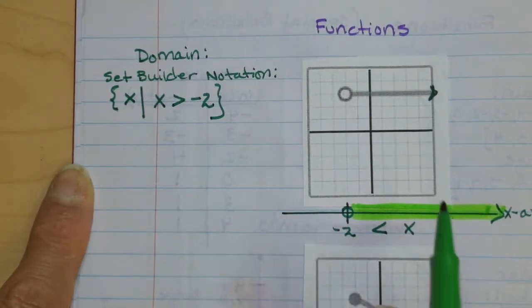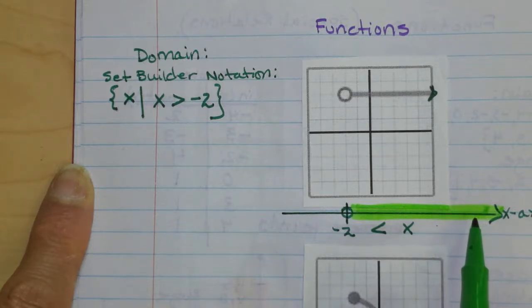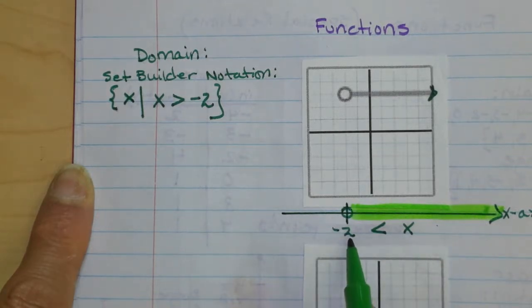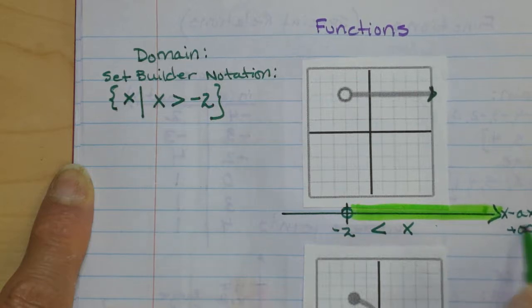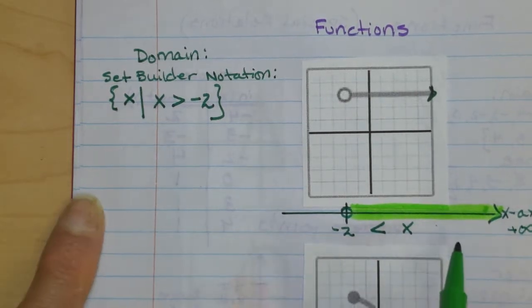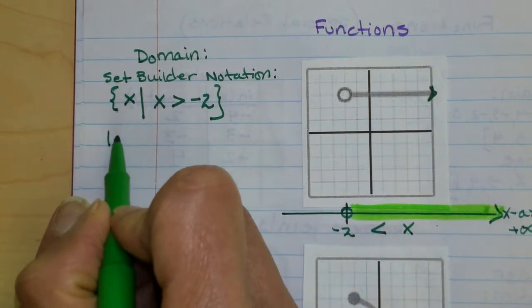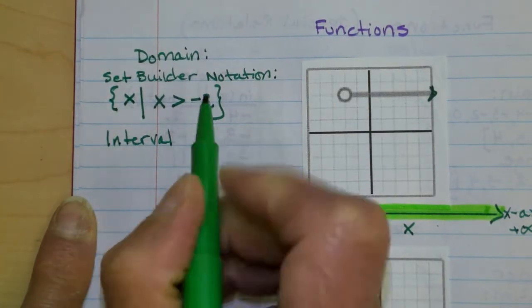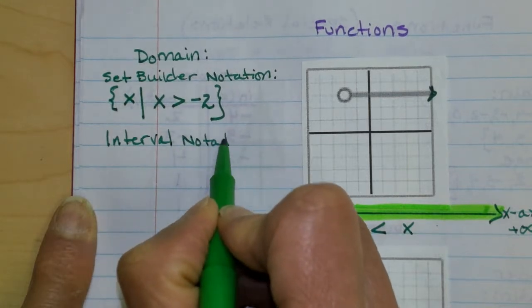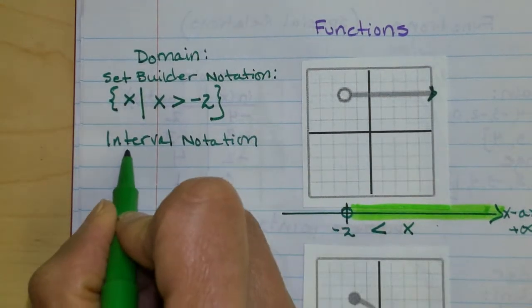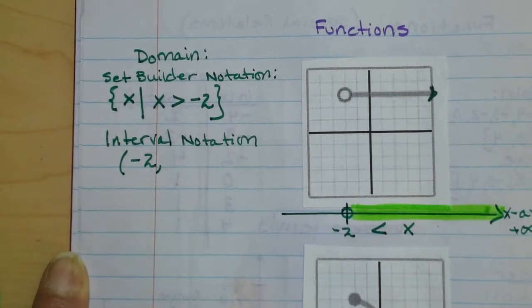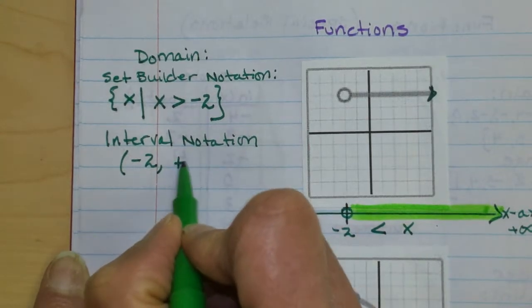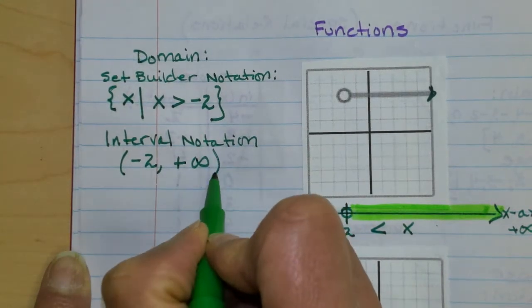Okay. So now if I'm going to put this in interval notation, my x starts at -2, not including, and it goes all the way out here forever, which I call positive infinity. So for interval notation, I would have, I'm going to start at -2, doesn't include it, that's why I have it as a parenthesis, and it goes all the way forever to the right, which is positive infinity.